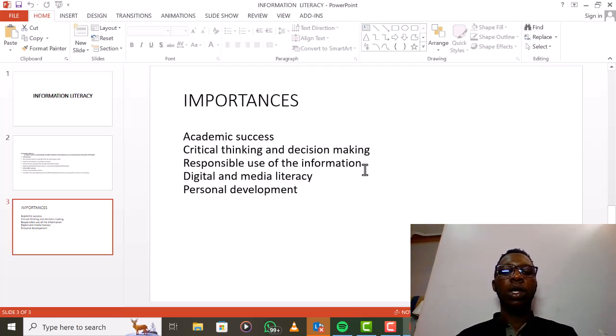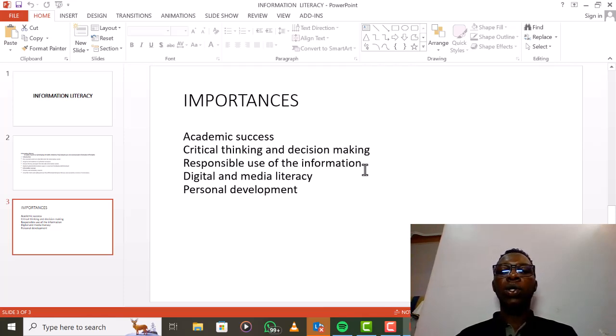Then another importance of information literacy is responsible use of information. If you get information, how are you going to use that information to have an impact on your society? It's not all about receiving the information, but it's all about what you do after receiving the information. So that is another importance of information literacy.